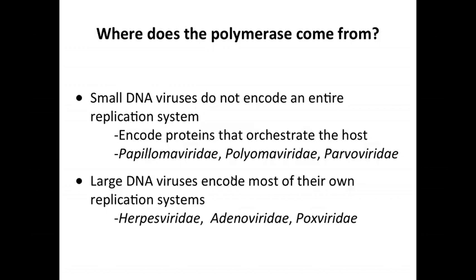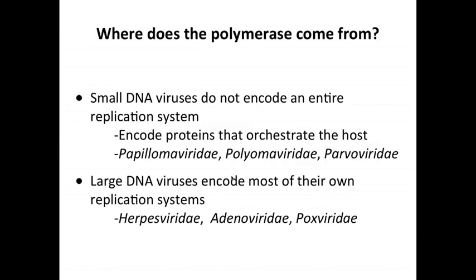How about the DNA polymerase itself? We'll keep it simple here. Where does that come from? Well, the small DNA viruses typically do not encode a DNA polymerase. They encode proteins that manipulate or orchestrate the host to replicate their genomes. And these include the genomes of members of the Papillomaviridae, Polyomaviridae, and Parvoviridae. And we'll give you some examples of those this week.